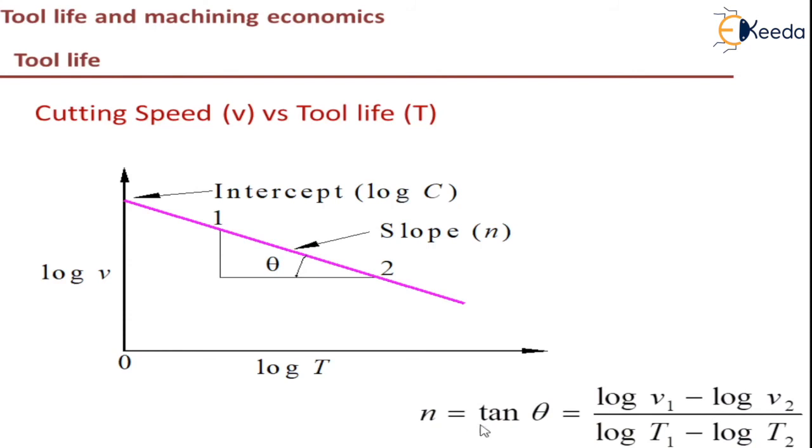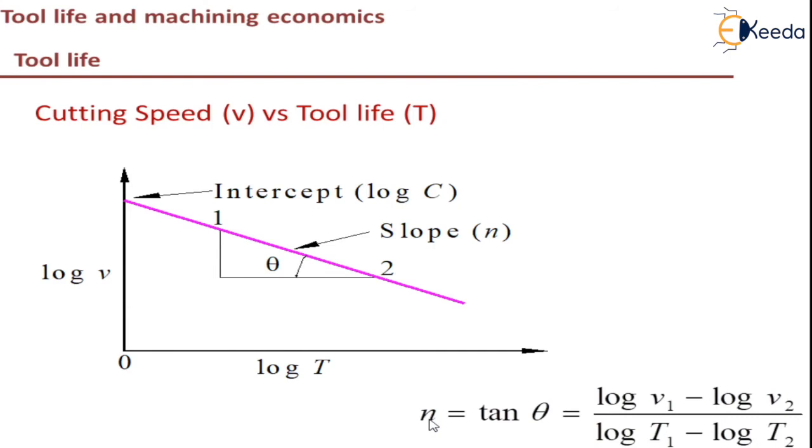Once you know the n and c, n is calculated by tan theta is equal to log v1 minus log v2, that is velocity at v1 and velocity at v2, divided by log t1 minus log t2, that is tool life at position 1 and 2. So that's how you can calculate n and c value experimentally.